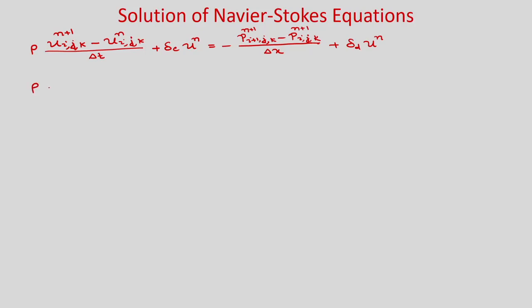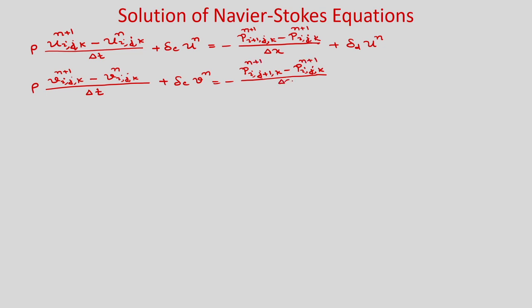So, you can write rho v i j k. This i j k is for the V cell, you have to remember this, because we have separate cells for u, v, w in a staggered grid, plus delta C V n and the pressure gradient term, del p by del y. Obviously, it will be p i j plus 1 k minus p i j k, at time level n plus 1, divided by delta y, plus delta d V n.